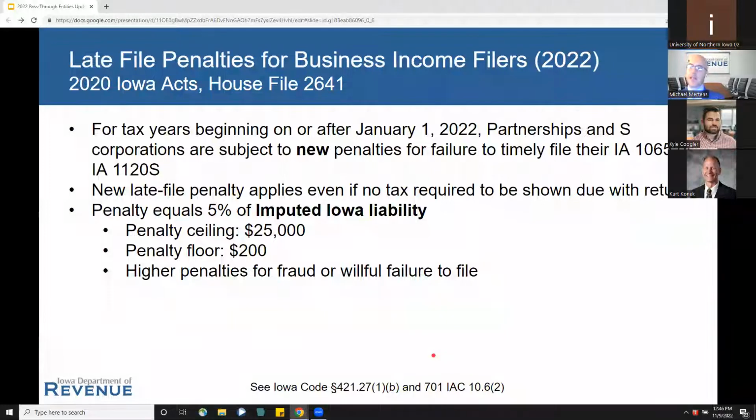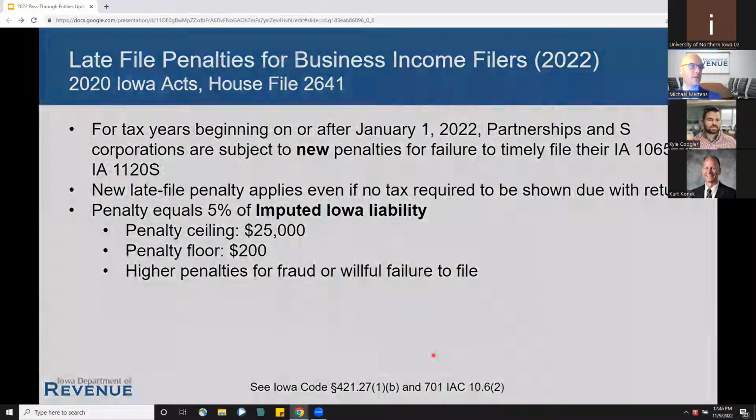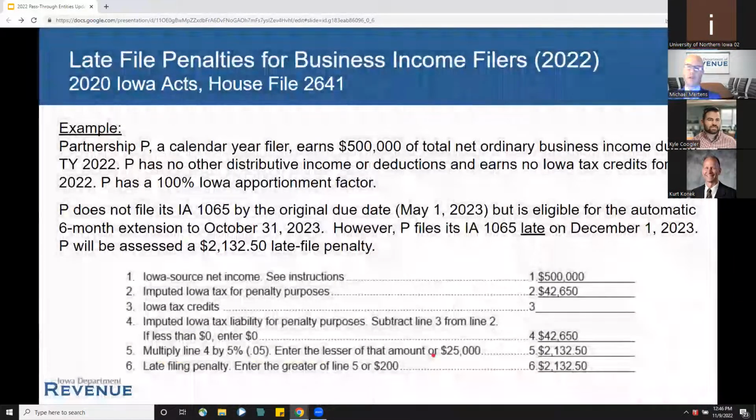There is a penalty ceiling and a penalty floor, so the maximum amount that will be imposed in late file penalties is $25,000. The minimum is $200. There are higher penalties in the cases of fraud or willful failure to file. So this is such a new concept, I think going through a quick example would be helpful.